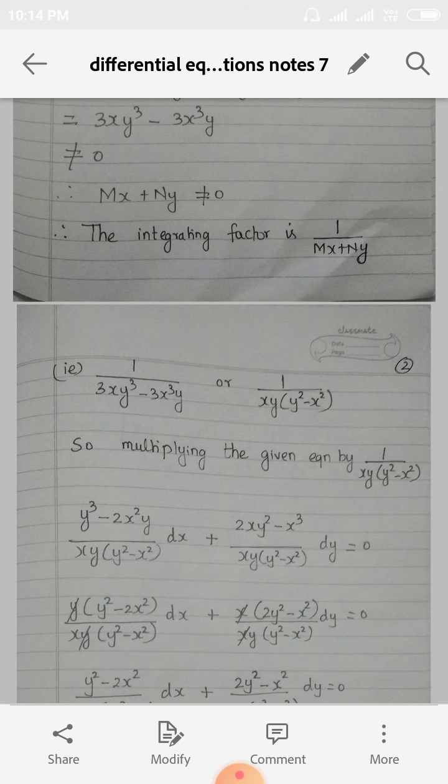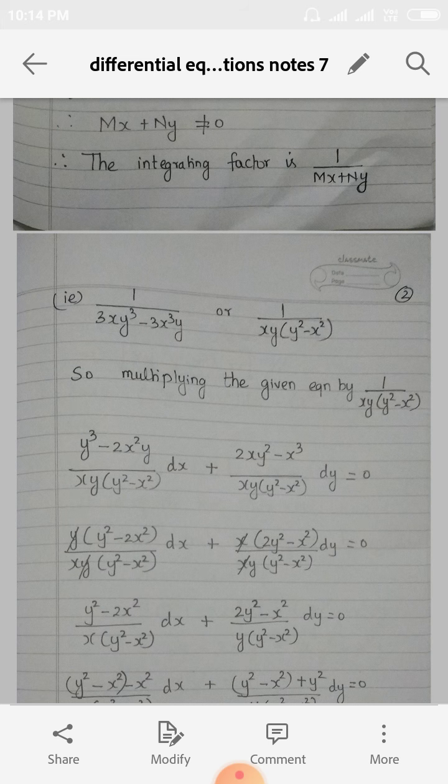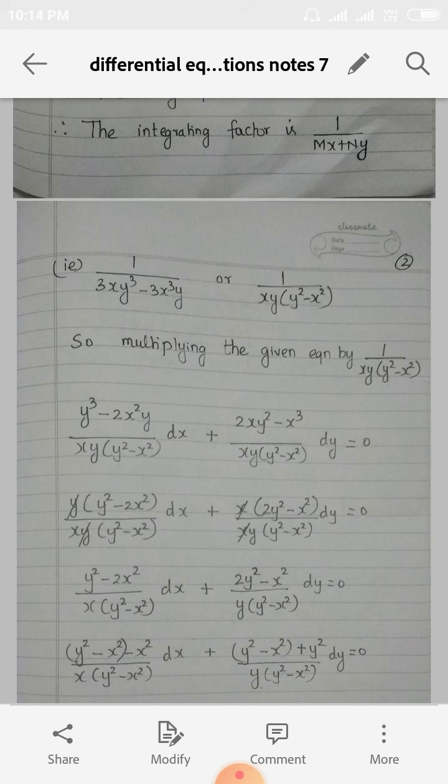Okay, so multiply the given equation by the integrating factor 1 by xy into y square minus x square. Just multiply the terms. What do we get? (y cube minus 2x square y) divided by xy into (y square minus x square) into dx plus the next term (2x y square minus x cube) divided by xy into (y square minus x square) into dy is equal to 0. We just have to multiply the given equation by the integrating factor.